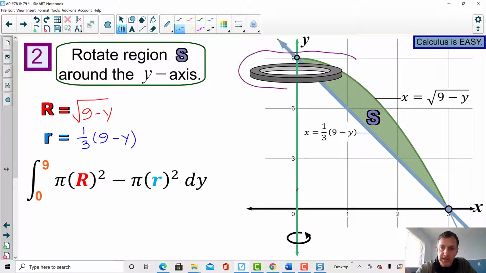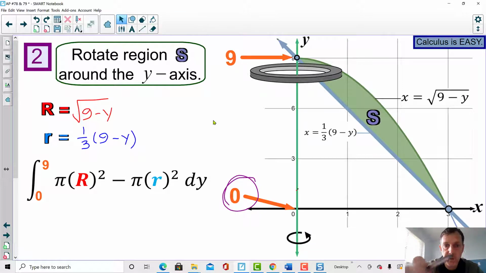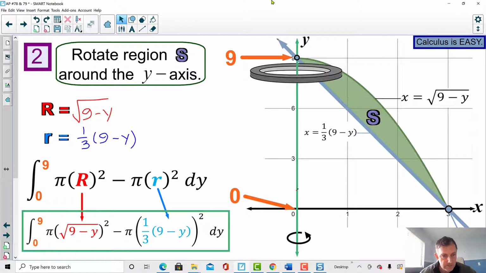I drew one of the washers up here just so you can see the orientation of the washer. And we are going to fill in these washers starting at 0 and going all the way up to 9. So those are going to be the bounds. Our bounds goes from 0 to 9. So now we're basically done. We just need to plug in the big radius and the little radius. There we go. We plugged in the big R and we plugged in the little r. So now we're done. Let's just go ahead and put a box around our answer. And that's it. Let's go have a look at question 3.